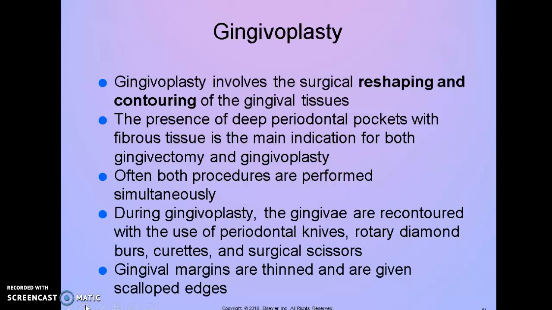Gingivoplasty, though, involves the surgical reshaping and contouring of the gingival tissues. The presence of deep perio pockets with fibrous tissue is the main indication for both gingivectomy and gingivoplasty. Often, these procedures are performed simultaneously, and during gingivoplasty, the gingiva are recontoured with the use of periodontal knives, rotary diamond burrs, curettes, and surgical scissors. The gingival margins are then thinned and given a scalloped edge.